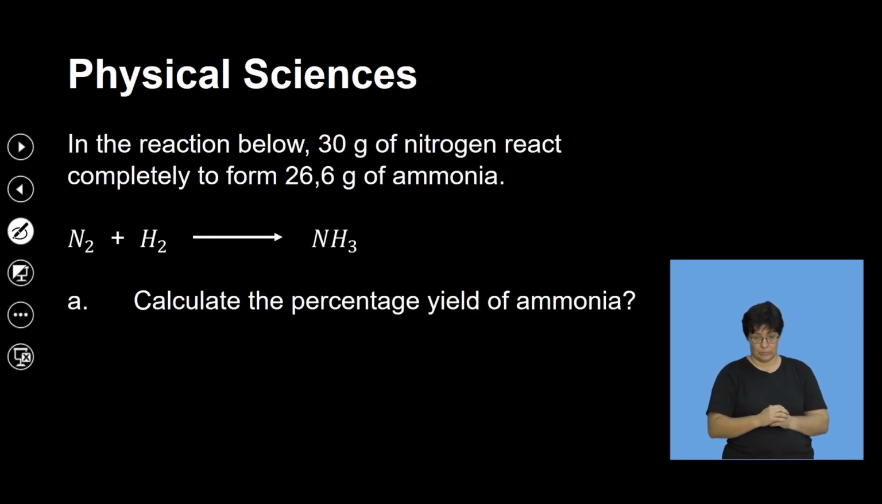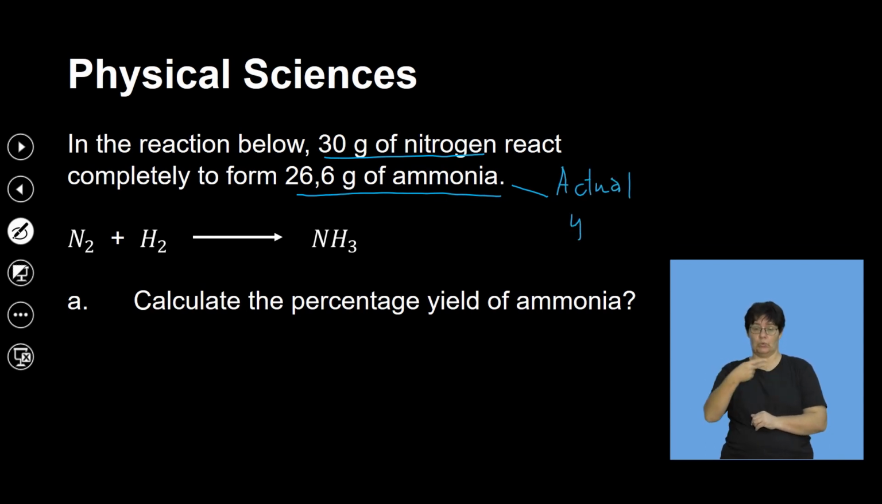Now we've got another typical example, which says in the reaction below, this is the one for formation of ammonia, which somehow looks very familiar to us. In the first segment, we managed to do the balancing act using the simulation. So we're told that there's 30 grams of nitrogen which react completely to form that amount of ammonia. So this 26,6 is the actual yield. That's what was obtained in practice, and it was obtained from 30 grams of nitrogen. So we want to calculate the percentage yield of ammonia in this case, right?